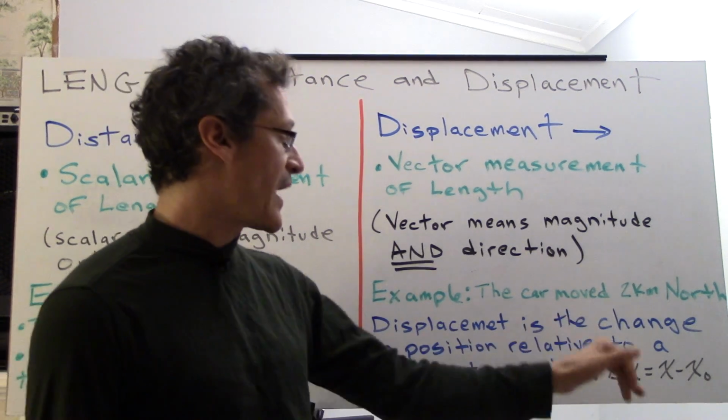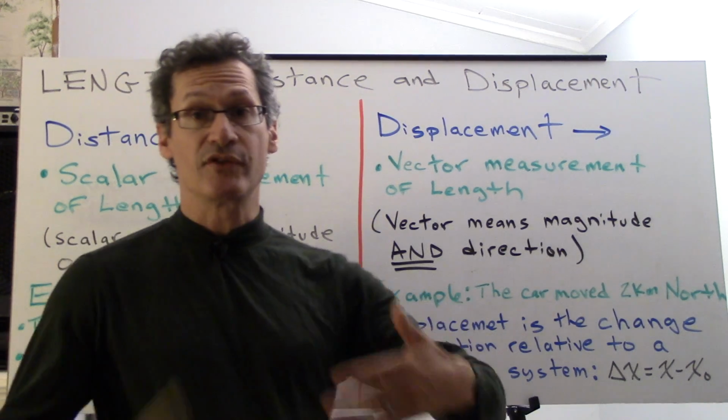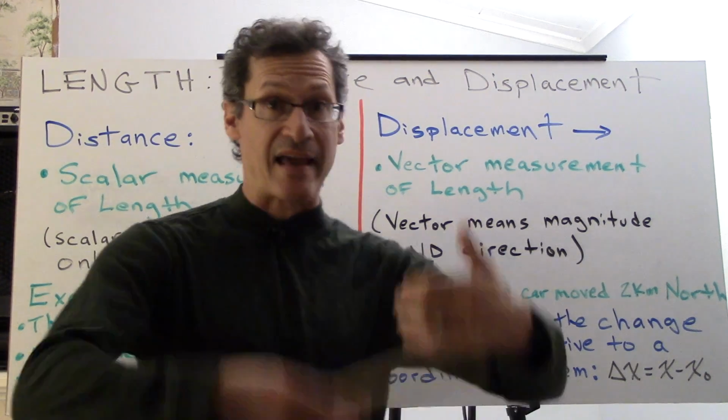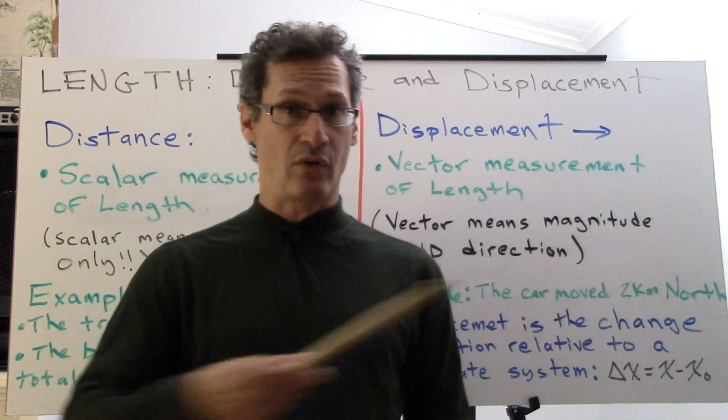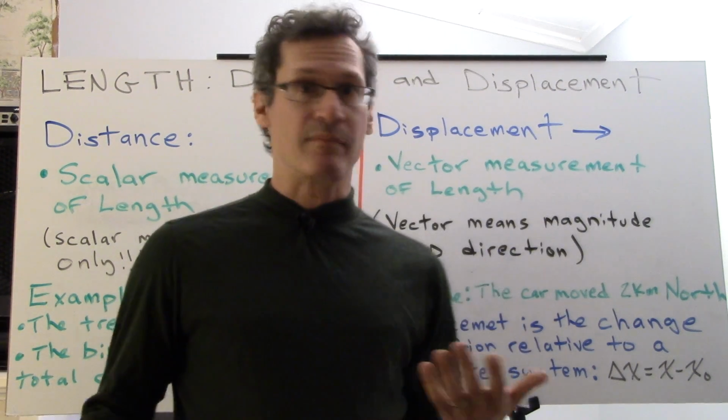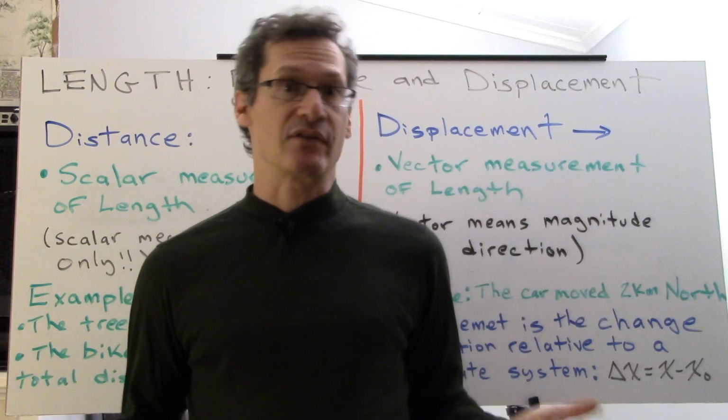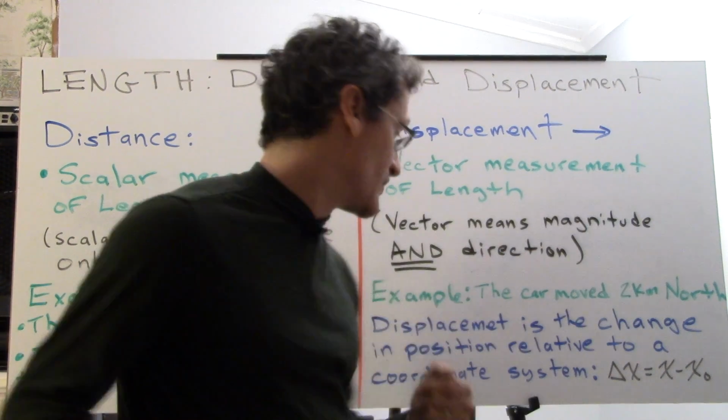Displacement is the change in position relative to a coordinate system. And a coordinate system can be as simple as a one-dimensional line, like a number line, or it could be maybe a two-dimensional grid, like an XY axis, or 3 dimensions, X, Y, and Z.